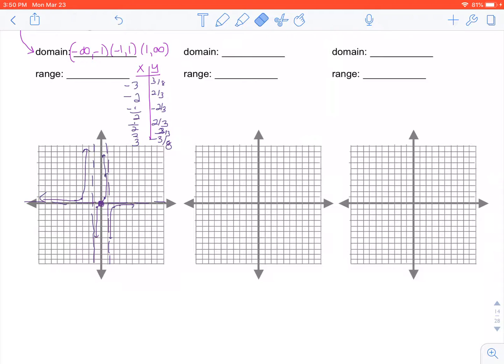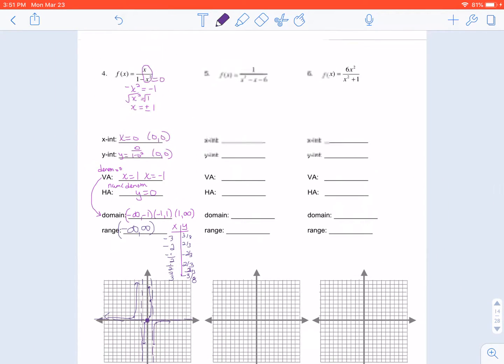So yes, the left side is going up to infinity, the right side is going down to infinity, but that middle part of the graph, that's going all the way down to negative infinity, passing through 0 and going all the way up to positive infinity. So that means the range would be negative infinity to positive infinity.